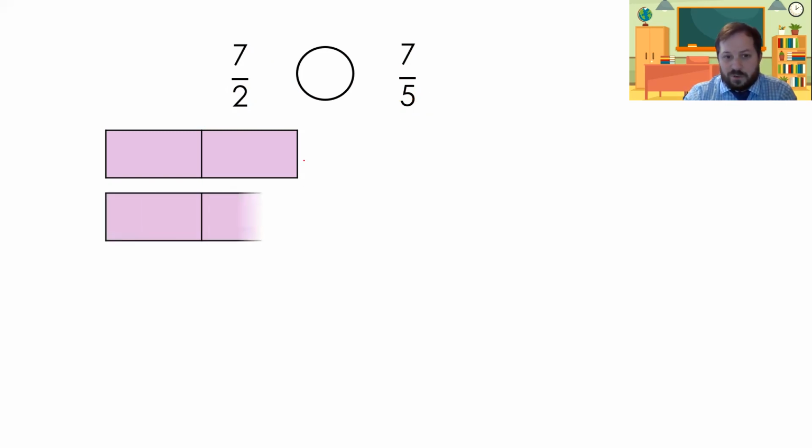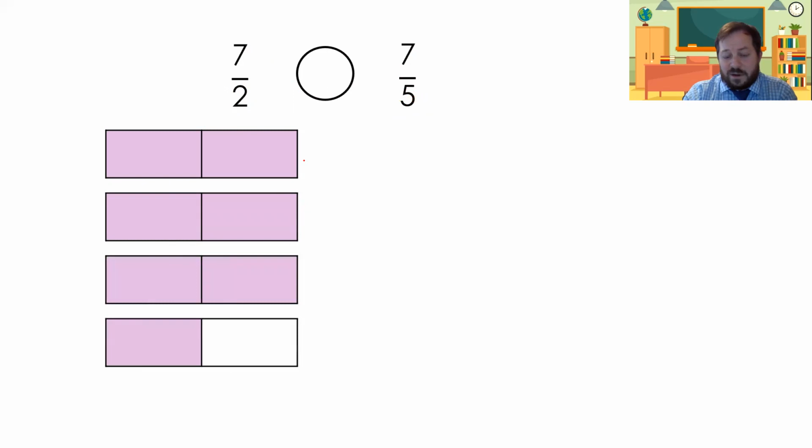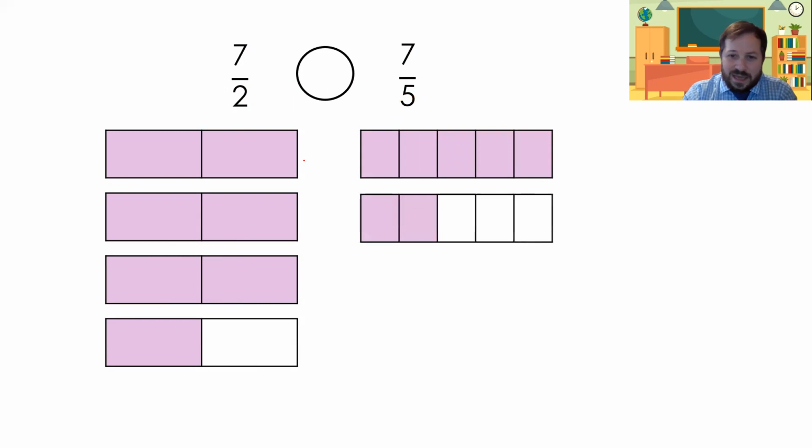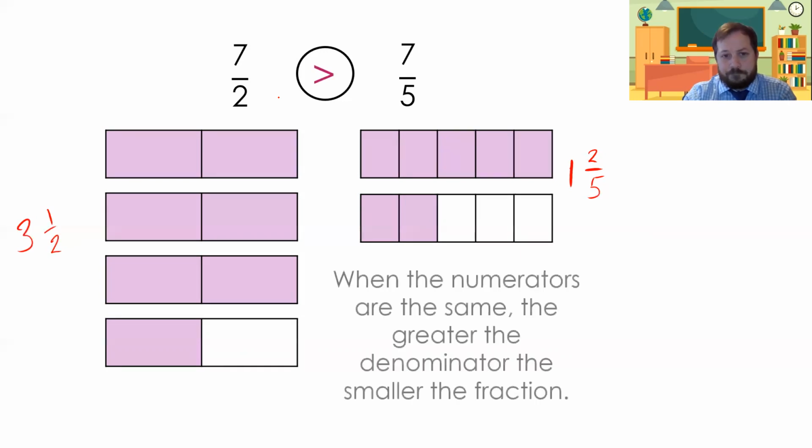And you can see that when you draw them out. So there's 7 halves, that's 3 and 1 half. And there's my 7 fifths. I need 5 of them to get 1 whole, and then I have 2 left over to make my 2 fifths. Whereas on this side, I've got 3 with 1 left over. So obviously, 7 halves is larger than 7 fifths, and you can see that when drawn out. So when the numerators are the same, the greater the denominator, the smaller the fraction.